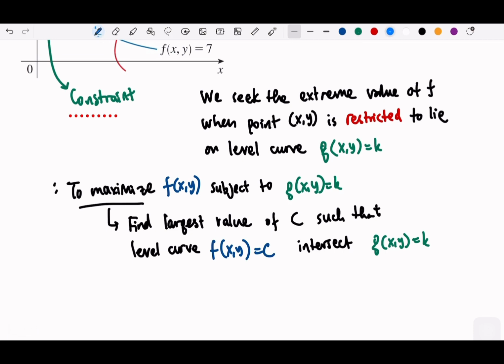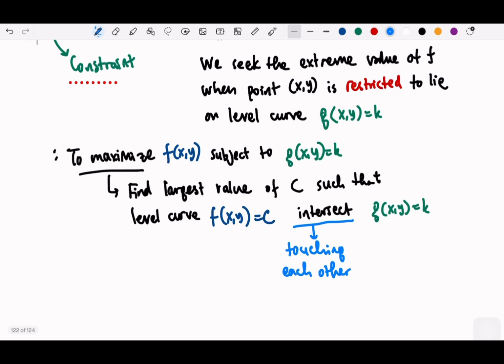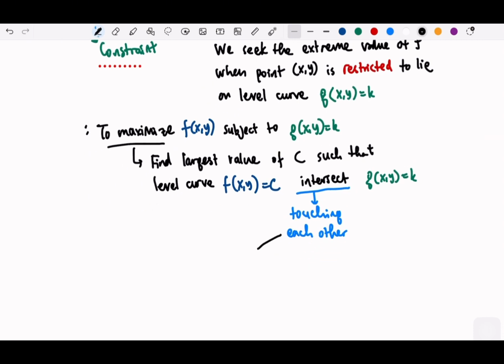So intersect means touching each other. These two functions will be touching each other, which means their normal line, both normal lines, will be the same or identical.